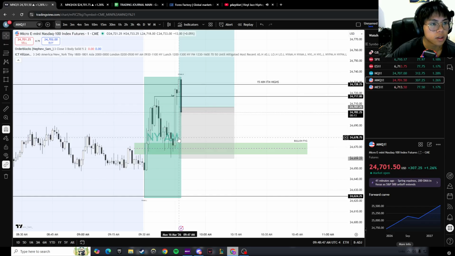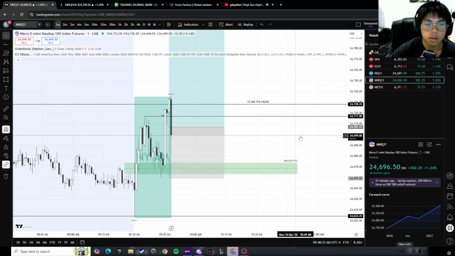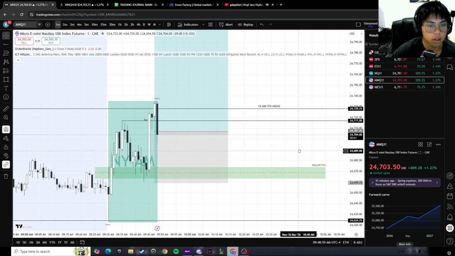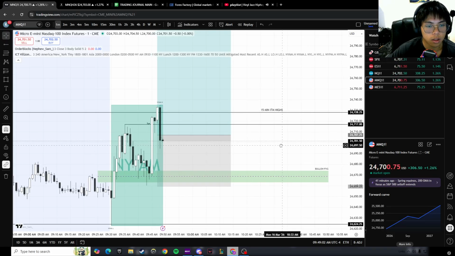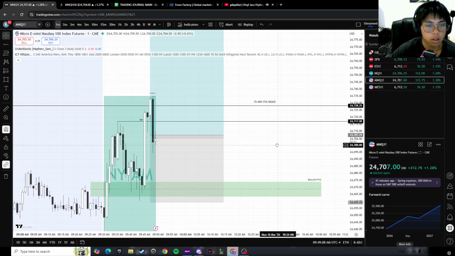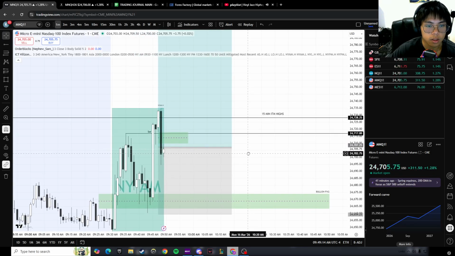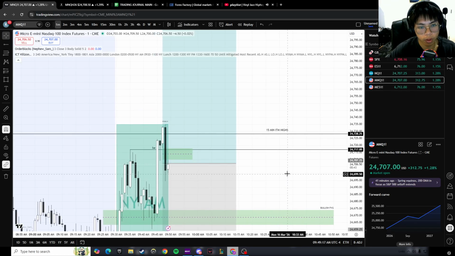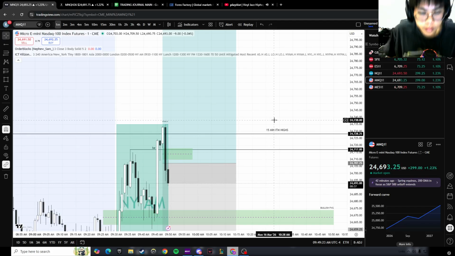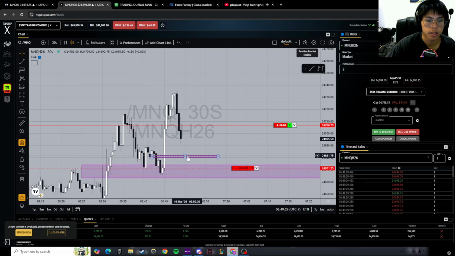So I want to see this 1 minute get respected. And then if this 1 minute gets created, I want to see just straight displacement through. Did I leave my stop or did I move it? I moved it. I don't think it'll get here.